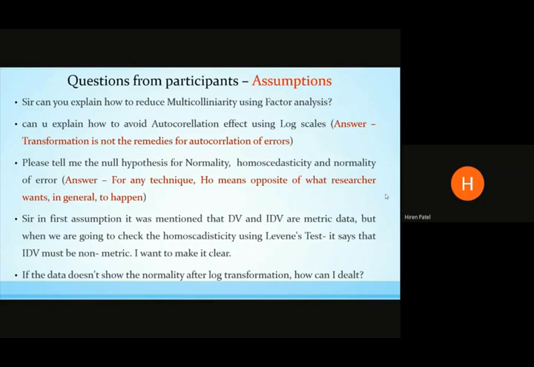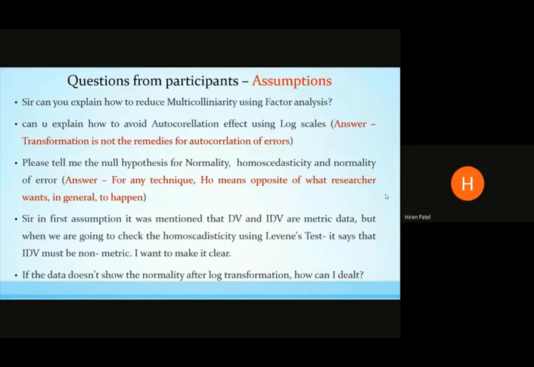However, transformation is not the remedy for autocorrelation of errors, because this time we are dealing with the autocorrelation of the errors and not the autocorrelation of the variables. So log transformation, log scaling, is not the best solution. The best solution: autocorrelation exists because we missed out some very key important independent variable. So my honest advice on this question is, go back to your review of literature, and search for that important key variable which we probably missed out during our analysis.